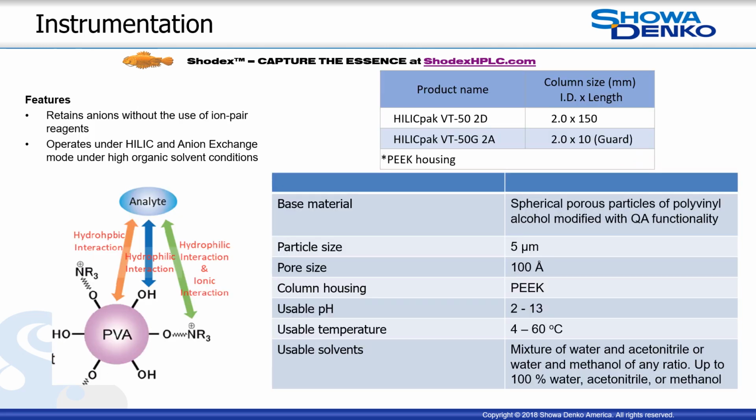The chosen HPLC column was the Shodex VT-50 2D. The column dimensions were 2.0 by 150 millimeters in PEEK housing. The housing was packed with a solid support made of polyvinyl alcohol particles with quaternary ammonium functional groups.